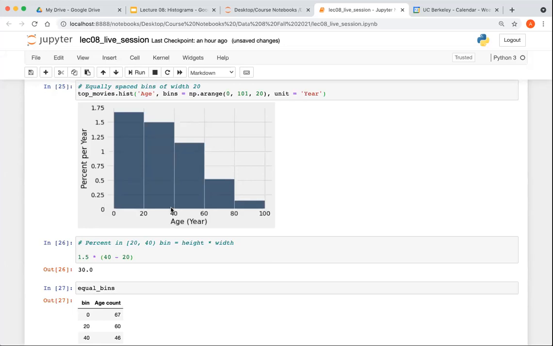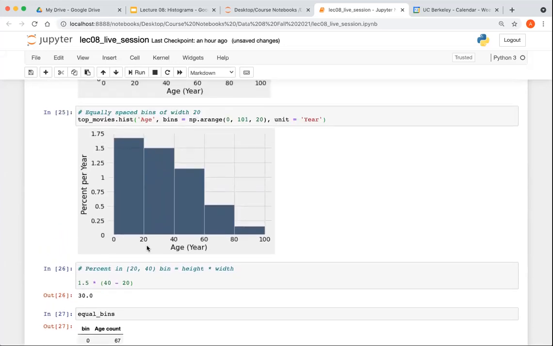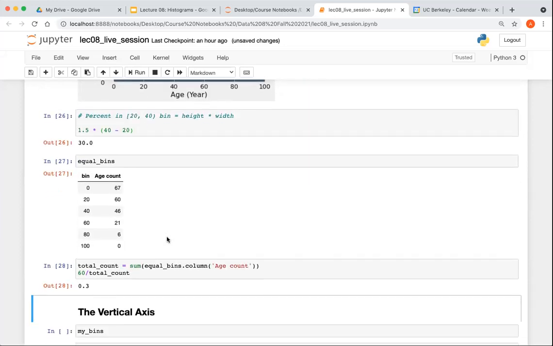And you should not be using a 39 or any kind of discretization here. The interpretation is that 30% of the movies were in the bin 20 to 40. Okay.